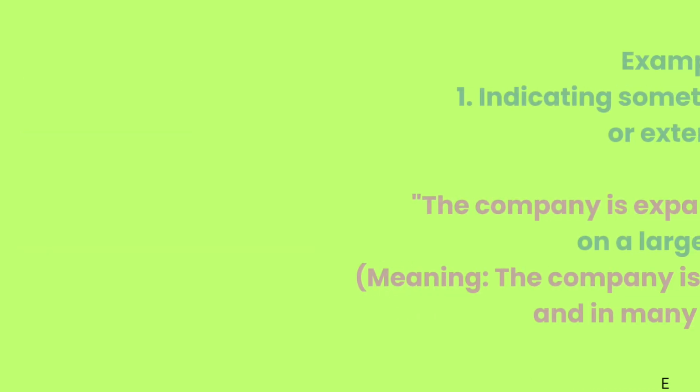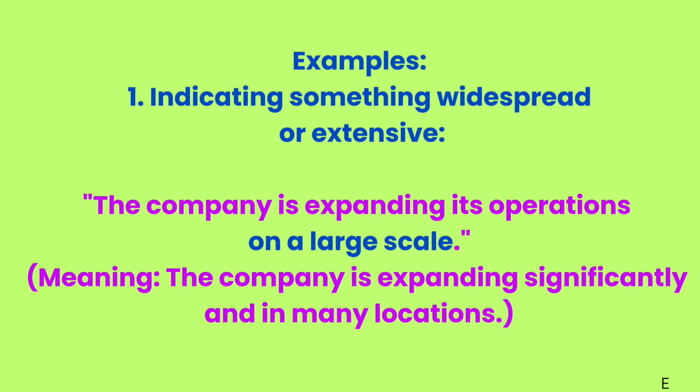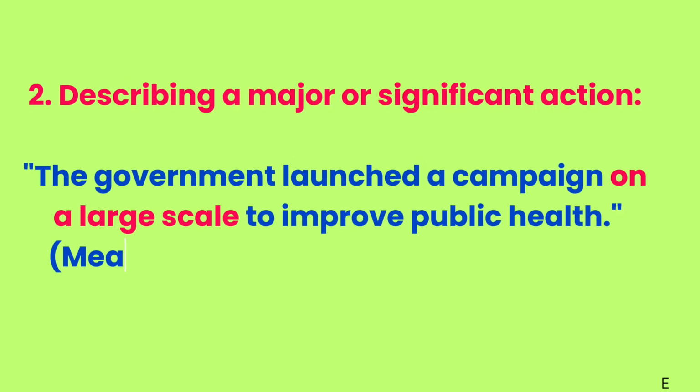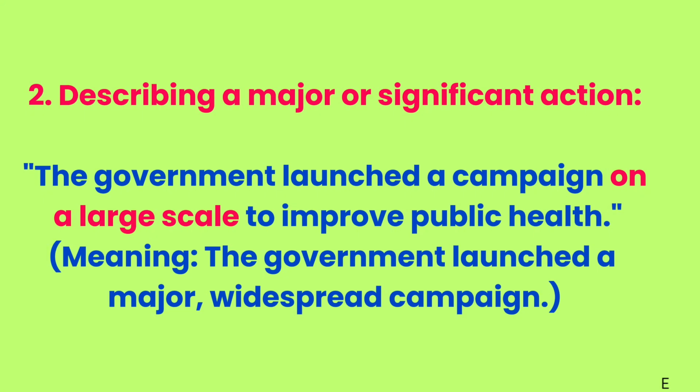Examples. 1. Indicating something widespread or extensive. The company is expanding its operations on a large scale. Meaning, the company is expanding significantly and in many locations. 2. Describing a major or significant action. The government launched a campaign on a large scale to improve public health. Meaning, the government launched a major, widespread campaign.